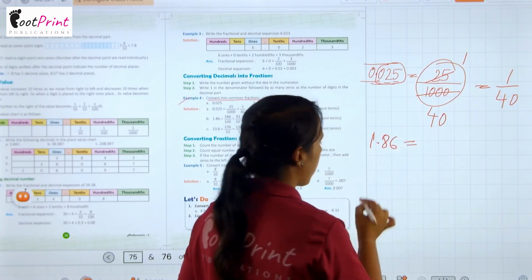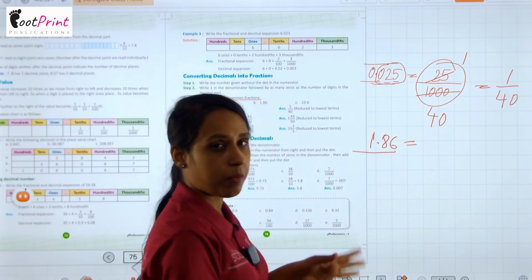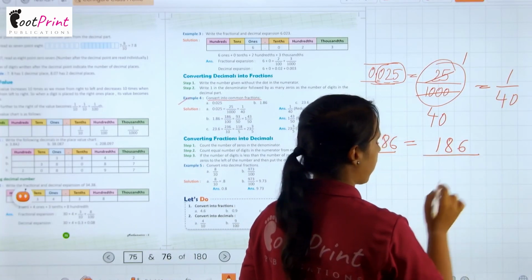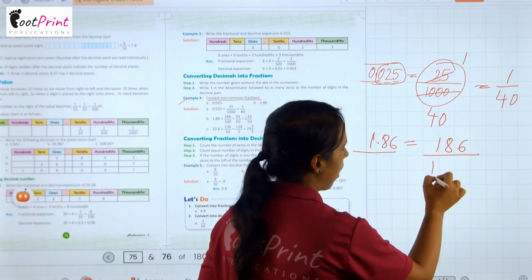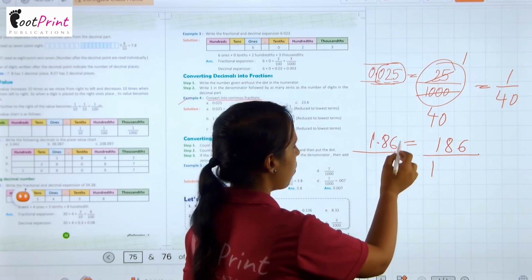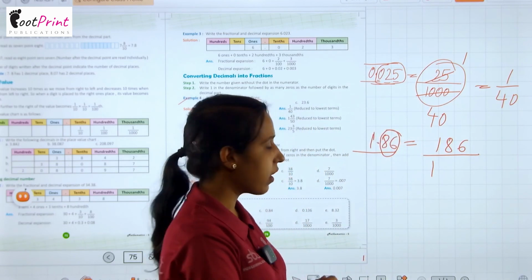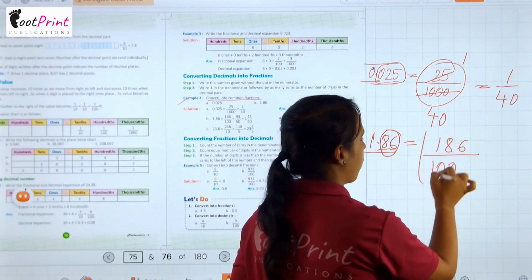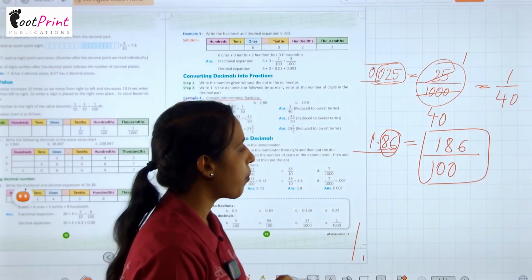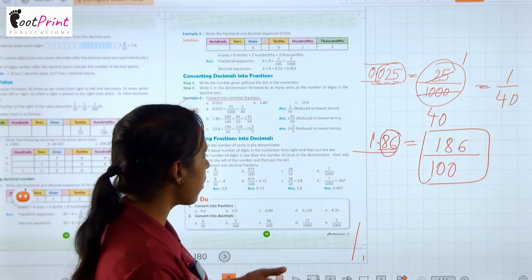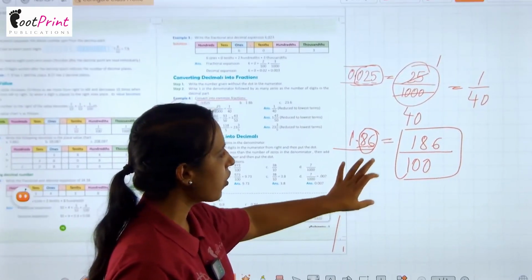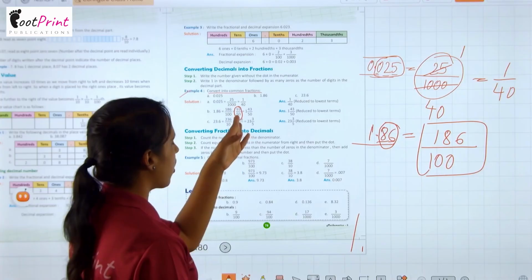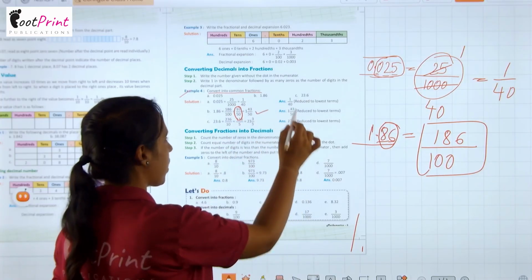1.86. So here first we take the number without the decimal. So we have 186 as numerator, and in the denominator we have 1, and then we have to count the decimal places. Here 2 places are there, so we put 2 zeros. So what we will get? We get 186 upon 100, or we can find the lowest form also. Here 93 by 50, and it is an improper fraction, so we can write it as a mixed fraction also.